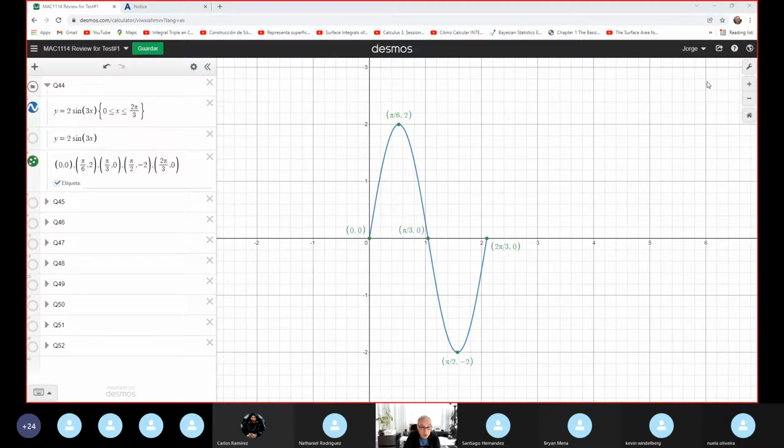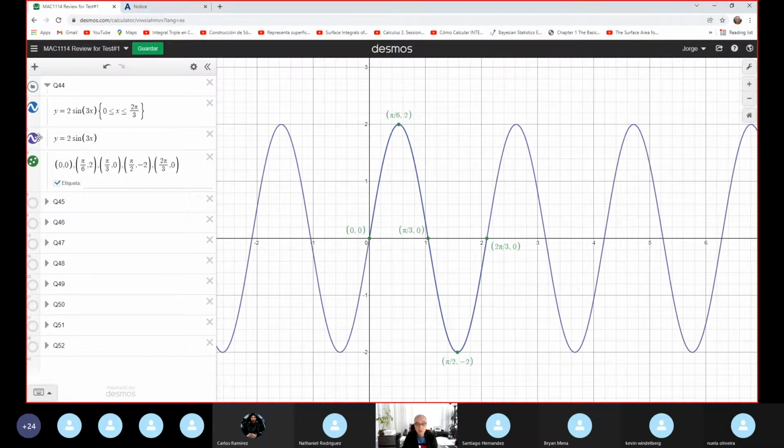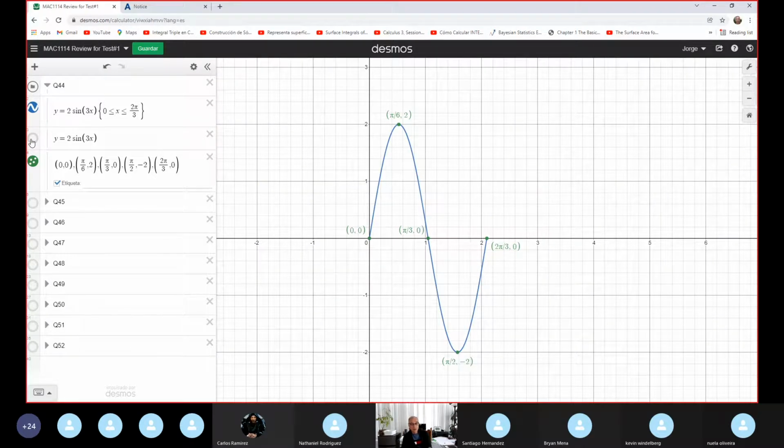And of course, you are doing the graph of one period, but you can also extend it in both directions. Look, this is the graph repeating to the right and to the left. But sorry, in the test, you are doing the graph of one period only.